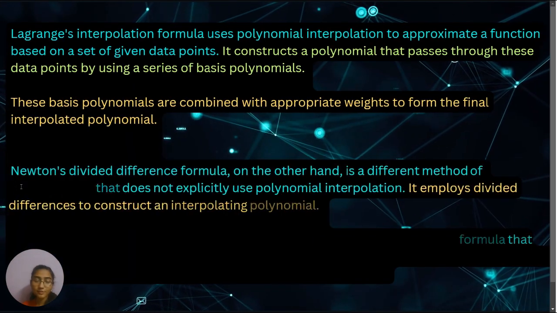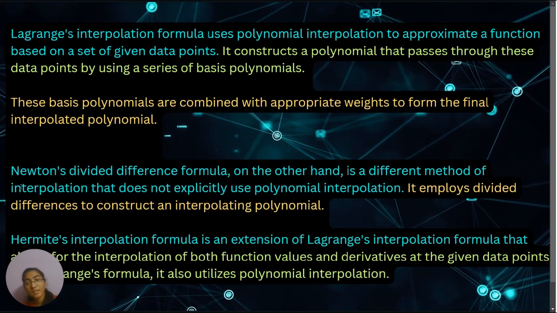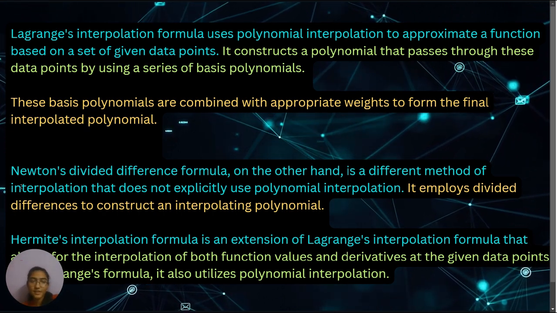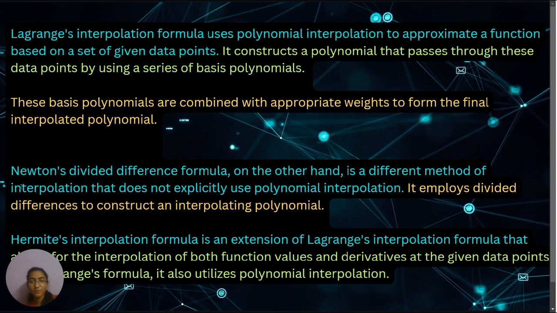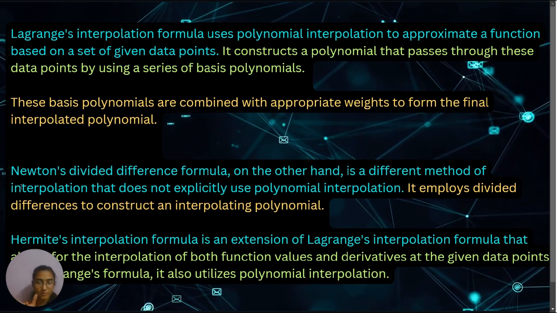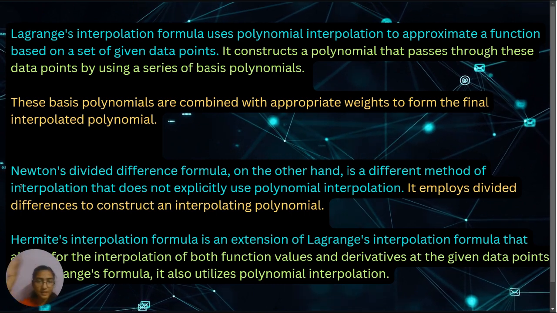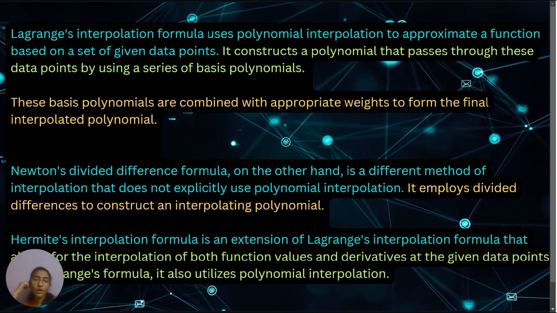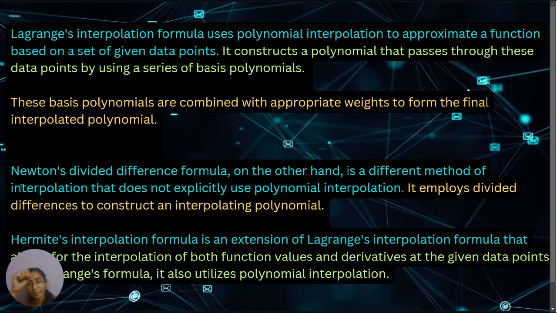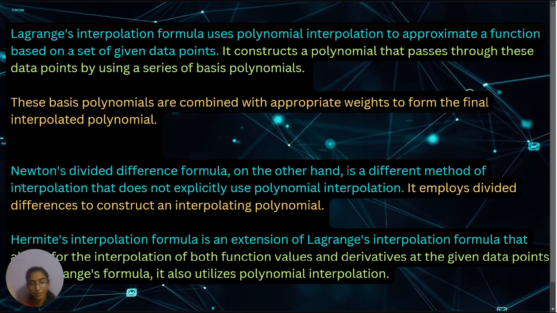Lagrange interpolation formula uses polynomial interpolation to approximate the function based on a given set of data points. It helps construct one polynomial that will pass through these data points using a series of basis polynomials. These basis polynomials are combined with appropriate weights to form the final interpolated polynomial.